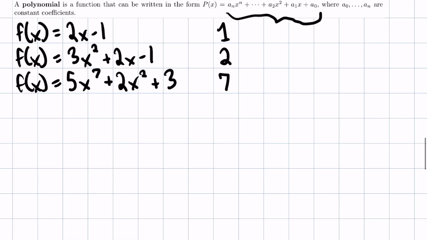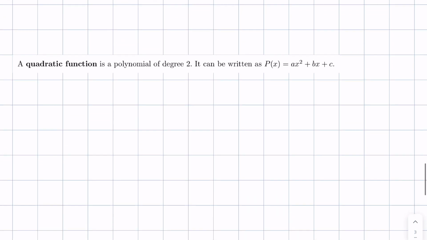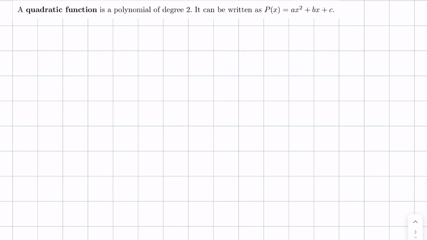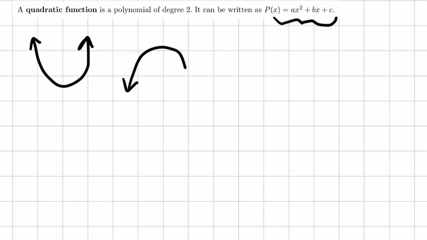Now we have words for other types of polynomials based on their degree. A quadratic function is a polynomial of degree 2, and it's written in this form here. When you think of quadratics, think parabolas, right? You're going to have something that looks like that, or something that looks like that, and the width of the parabola, the direction in which it opens, and its positioning on the graph are all determined by the coefficients.